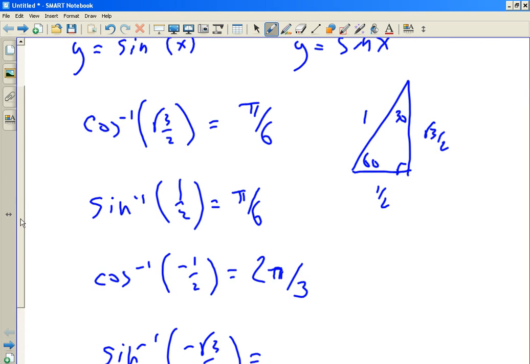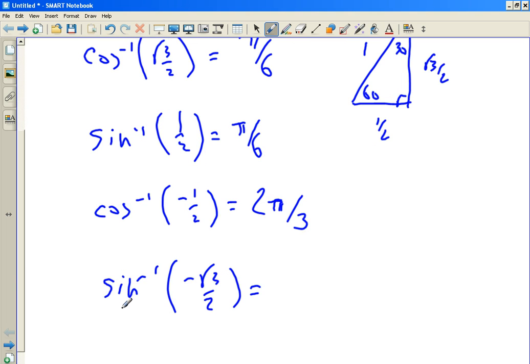Now forget the sign of the sine. What reference angle has a sine of rad 3 over 2? Pi over 6, right? The opposite over the hypotenuse, right? So if pi over 6 is the reference angle in the first quadrant, but I want to be in the fourth quadrant, you get 2 pi minus it.